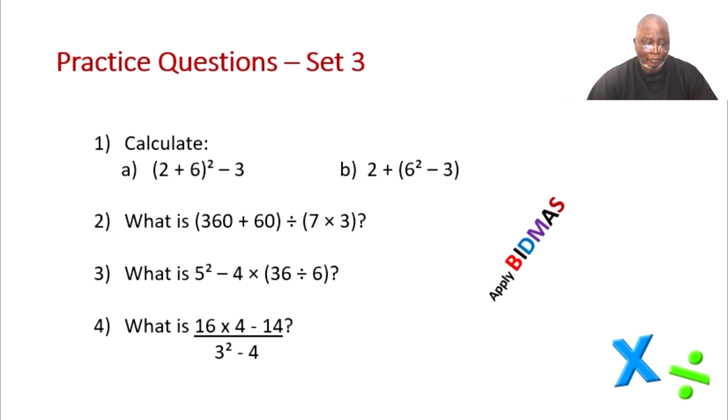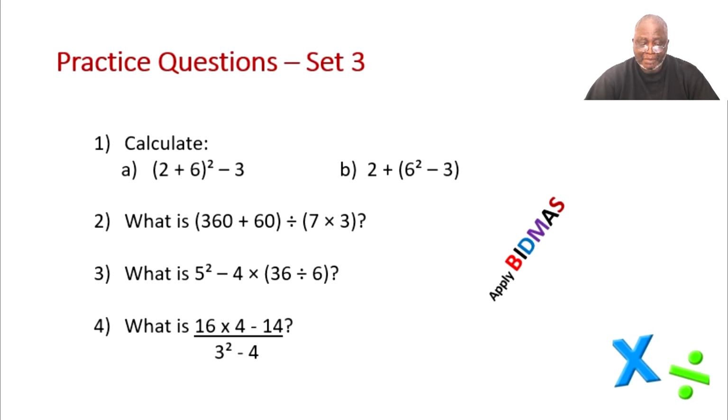Be careful. Question 2. What is open brackets 360 plus 60 close brackets divided by open brackets 7 times 3 close brackets? Question 3. What is 5 squared minus 4 times open brackets 6 divided by 6 close brackets? And then finally question 4. What is 16 times 4 minus 14 over 3 squared minus 4?